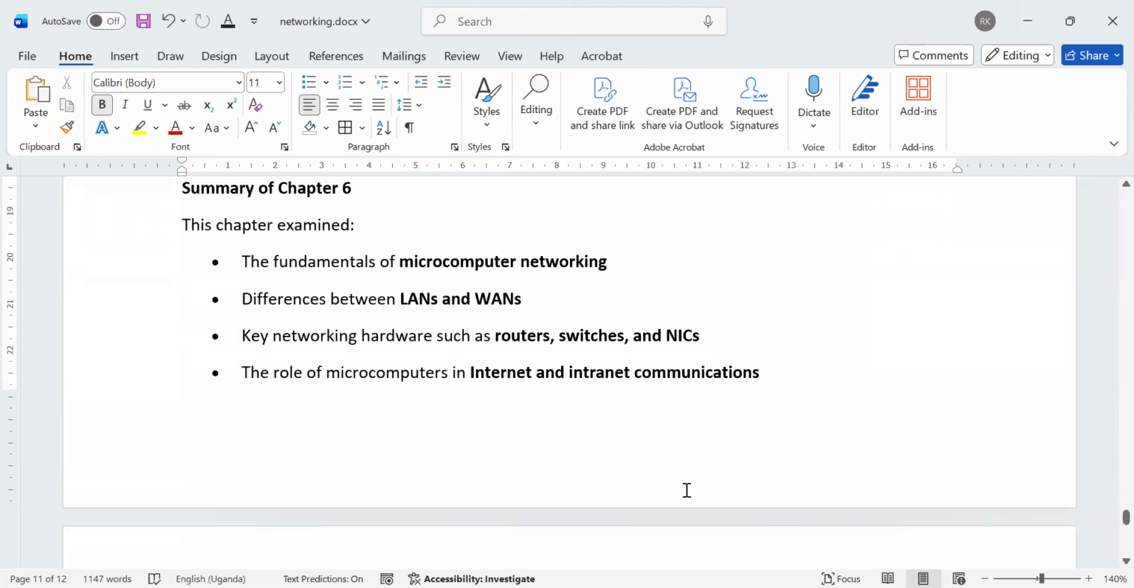And in the summary, as we conclude this, for chapter 6, we have looked at the fundamentals of microcomputer networking, the difference between LANs and WANs. I'm sure by now everybody knows the difference between the two, whereby we have said LANs are for small geographical areas, and WANs are global, and they also form the internet. Then you have key networking hardware such as routers, switches, and NICs. The role of microcomputers in internet and intranet connection.